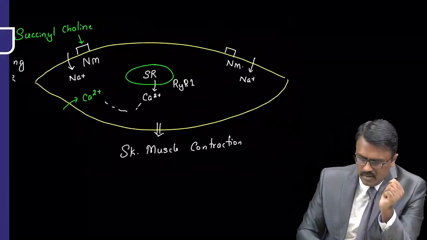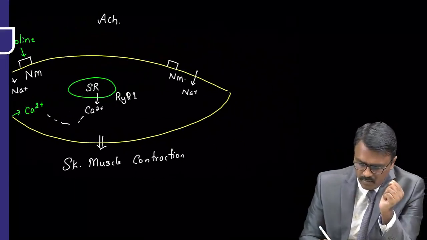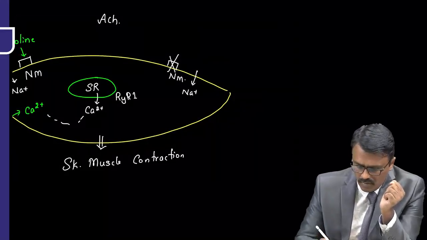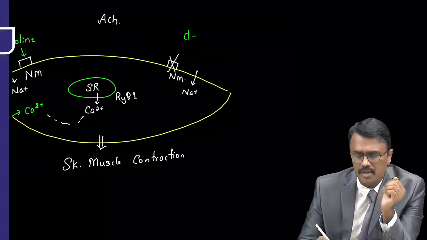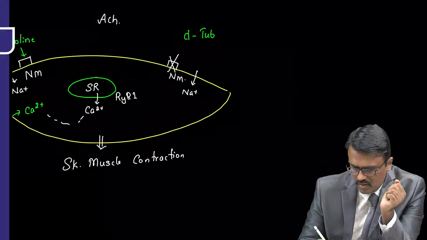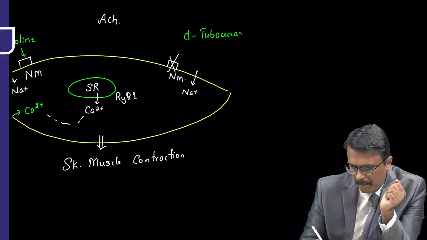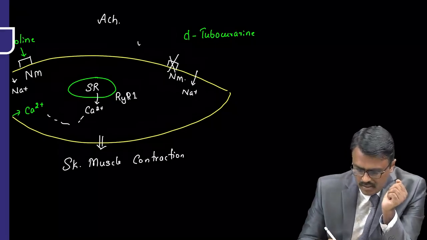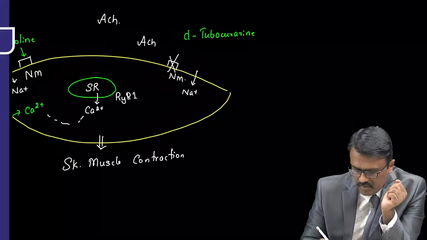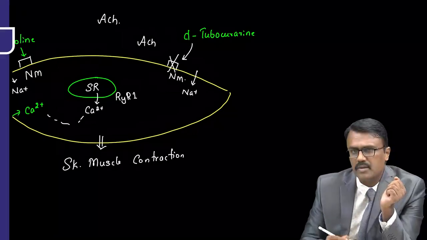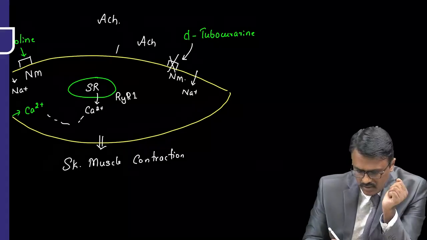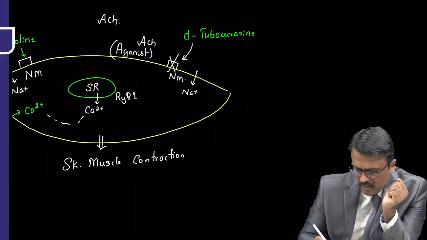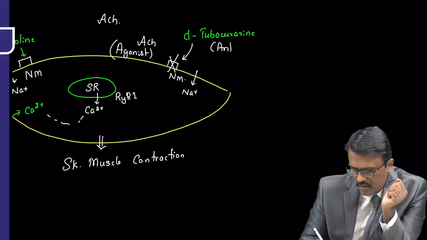Another strategy is that we can block the NM receptor. An example of an NM receptor blocker I will give you is D-tubocurarine. What happens if I use D-tubocurarine? Acetylcholine cannot bind because the receptor is already blocked by D-tubocurarine. So the agonist for this place is acetylcholine, and the antagonist for this place is D-tubocurarine.